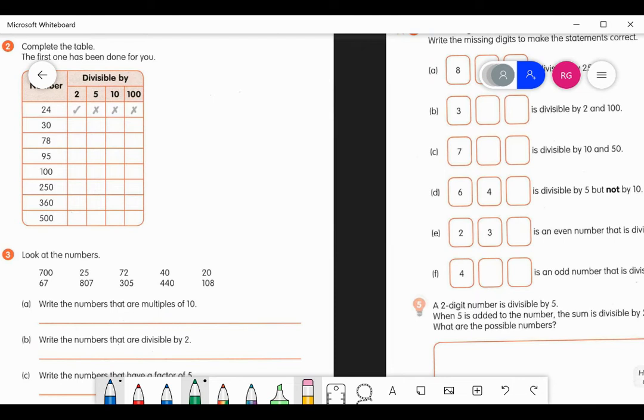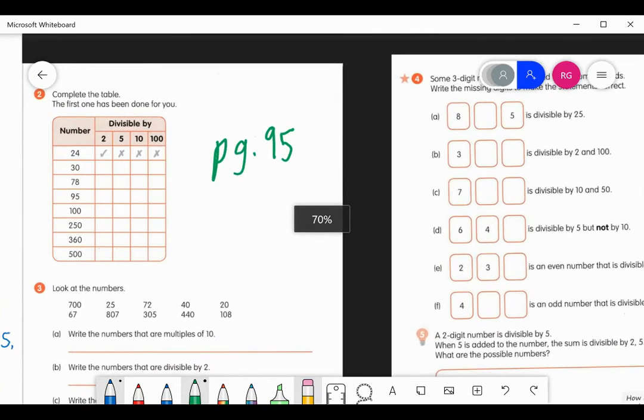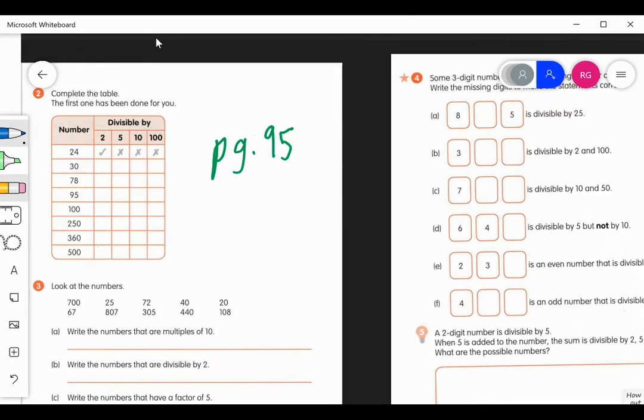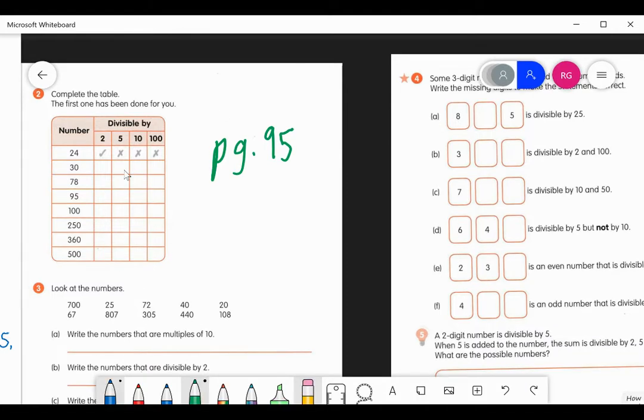Moving on now, we're on page 95. So let's make sure we have our books to page 95. And it says to complete the table, and the first one has been done for you. Okay, so let's complete this table here. It says to look at the number 24. They did that first one for us. So that's check, check, check.